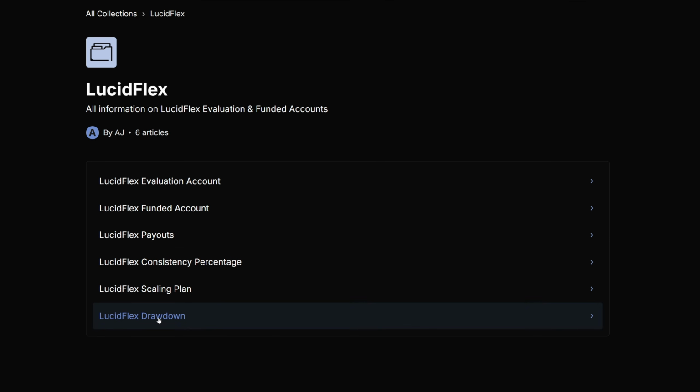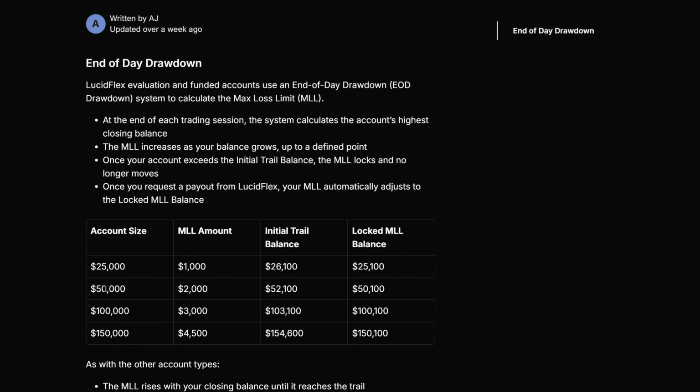Now, when we go back down here real quick and we look at the Lucid Flex drawdown, this is going to be pretty simple. In the 50K account, we have a maximum loss limit of $2,000. Now, once you request your first payout, or once you've made $2,100, it will lock right here and your drawdown will be stuck at $50,100. And at that point, you essentially have a static drawdown.